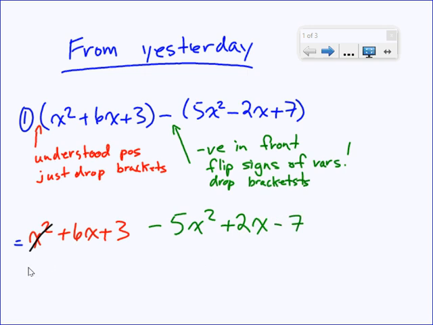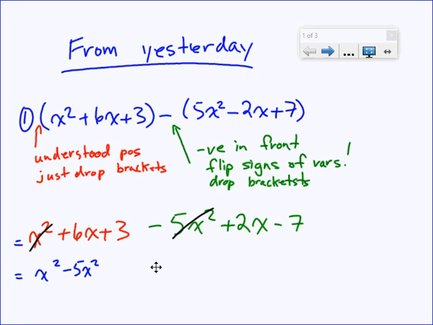The next part of this problem is to make sure that we group all of the terms that are similar. In this case, we start with the highest powered terms first. We have x squared and negative 5x squared. So we're going to put those two at the front of our equation, and then we're going to simply cross them off in our previous line, so we keep track of what we've done.